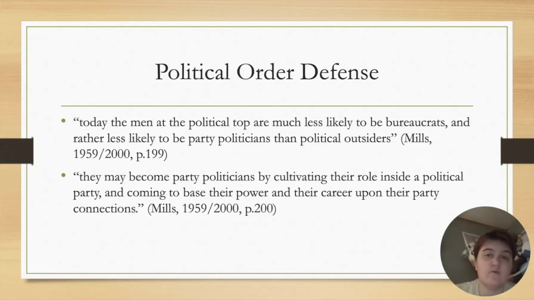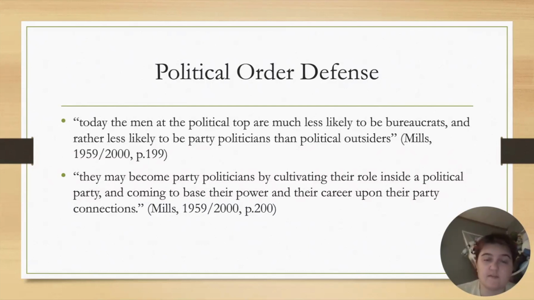When discussing the political order of this theory, Mills talks about the two types of politician. He talks about the party politician who, while being a professional part of the government, does most of his work at parties. The other type of politician is the outsider. They have the ability to be a party politician, but they are more often focused on trying to move into the inner circles of the government. Mills says that they may become party politicians by cultivating their role inside a political party and coming to base their power and their career upon their party connections.